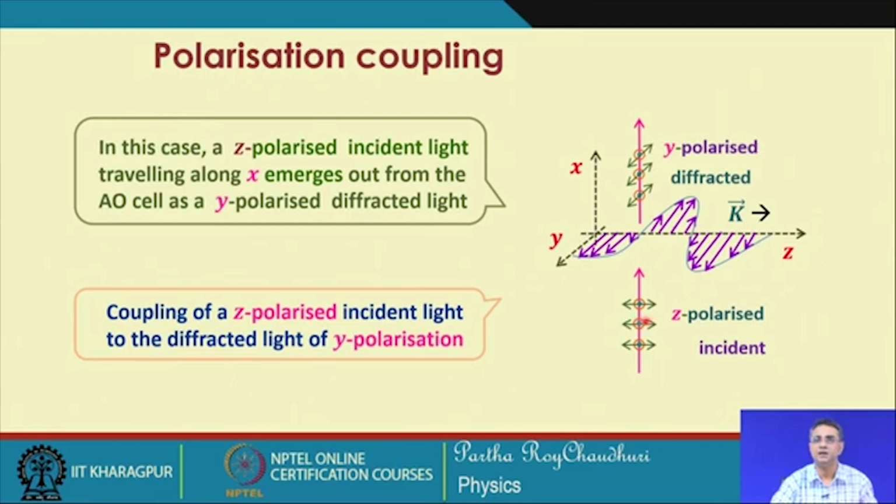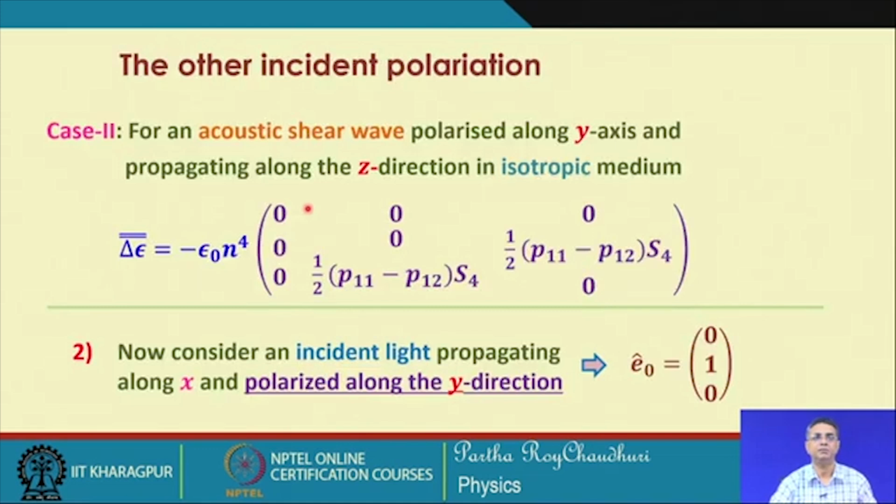So, there has been a coupling of the z polarization to y polarization of the optical beam through this acoustic wave, through this perturbed medium change in permittivity because of the periodic perturbation of the medium. We get a polarization coupling from Z to Y polarization. So, coupling of Z polarized incident light to the diffracted light of Y polarization happens if you consider the shear acoustic wave propagating in the medium.